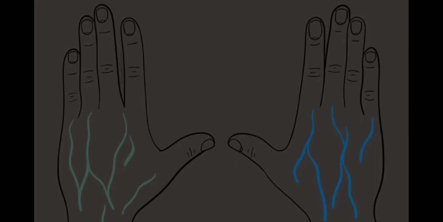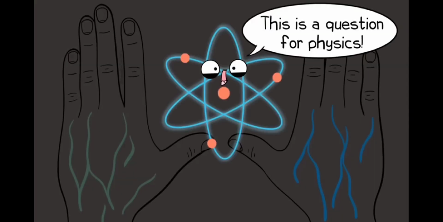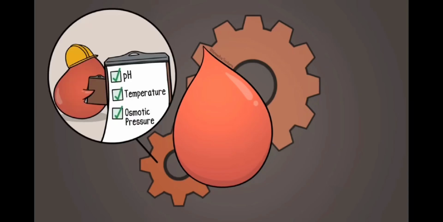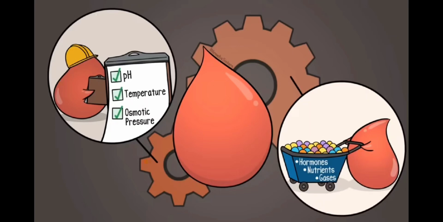Veins that you see under your skin may look blue or green, but that involves the way they appear under the skin, and the reason for this would make a great physics topic, but I digress. Human blood has a lot of functions. It maintains a certain pH, temperature, osmotic pressure. All of this is very important for homeostasis. It transports things like hormones, nutrients, and gases.